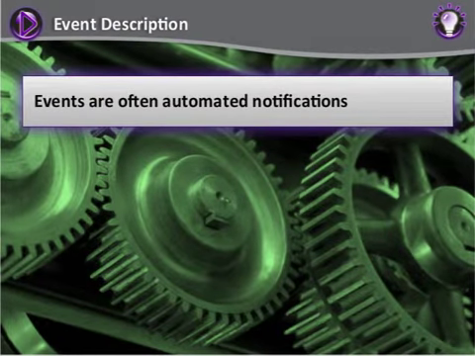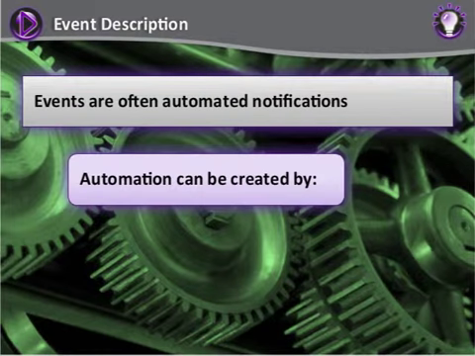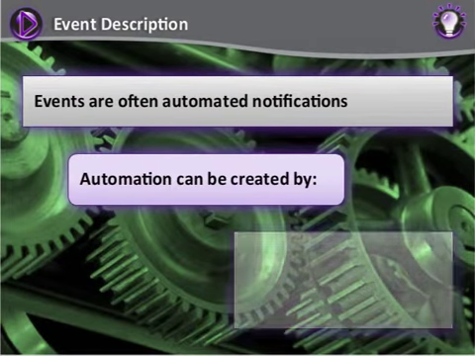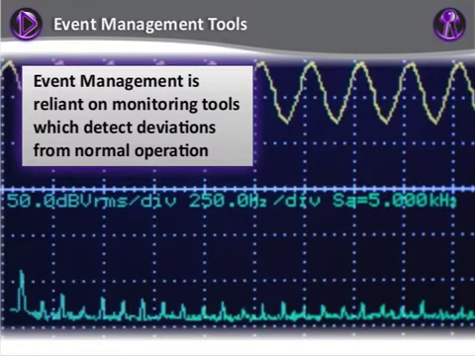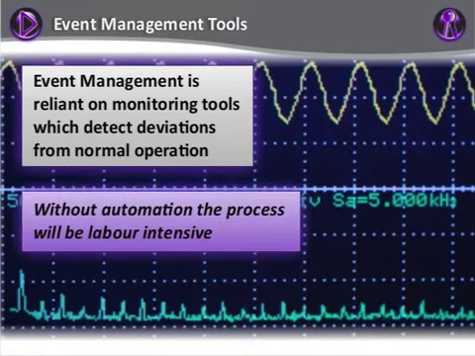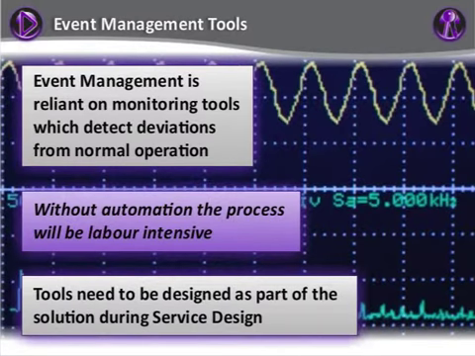Events are often automated notifications. These automated notifications can be created by a service, a configuration item, or a monitoring tool. To be effective and efficient, event management relies on good monitoring tools. Without good monitoring tools, the process can be very labor-intensive. Monitoring tools will detect any deviation from normal or expected operation. These tools need to be designed in as part of the service design stage of the lifecycle.